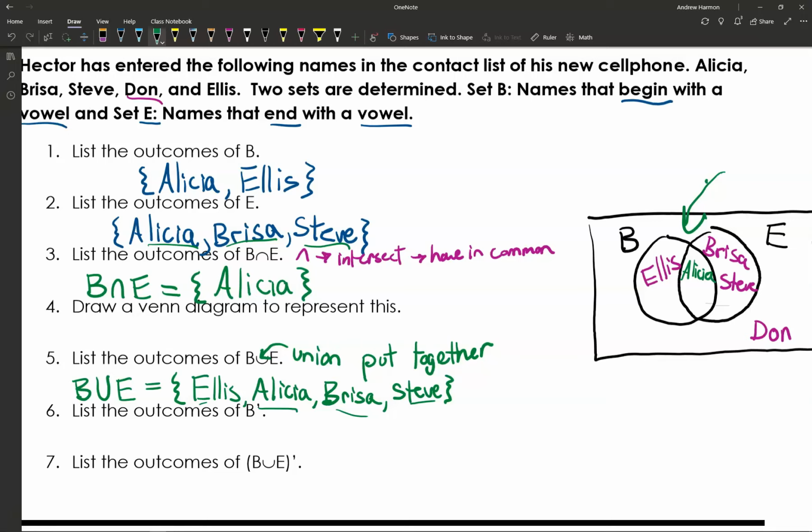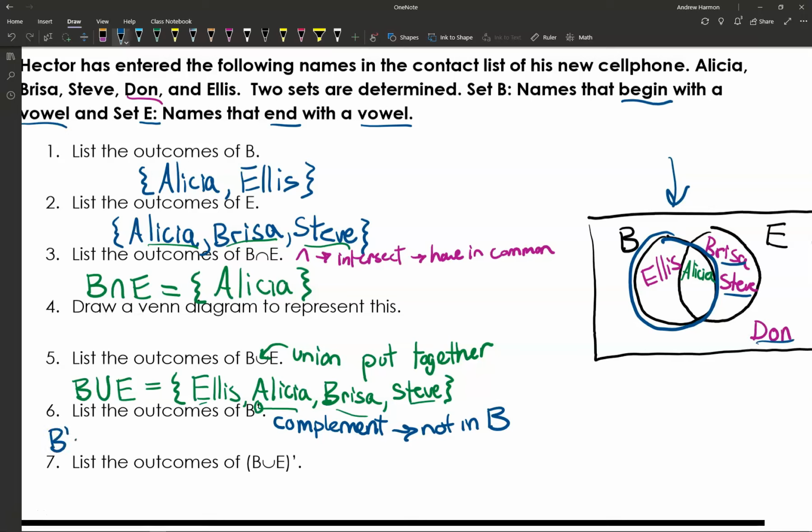Alright, the next question says list the outcomes of B, and then it has this little apostrophe. So we went over that apostrophe means the complement. And complement means what is not in B. So if I go over to the Venn diagram here, we have to look at what names are not in circle B. And those names would be Brissa, Steve, and Dawn. So my B complement would be the set of Brissa, Steve, and Dawn. And that's our set there.